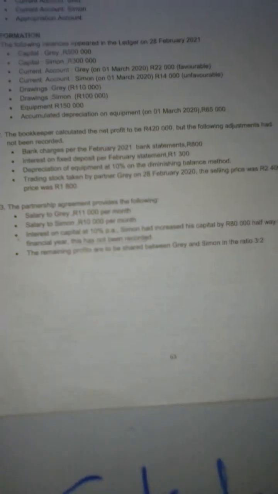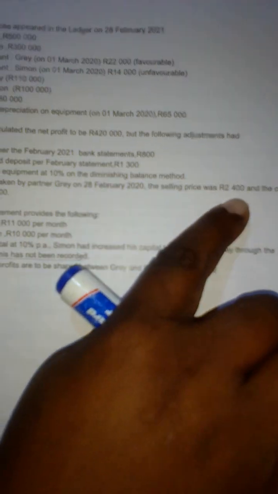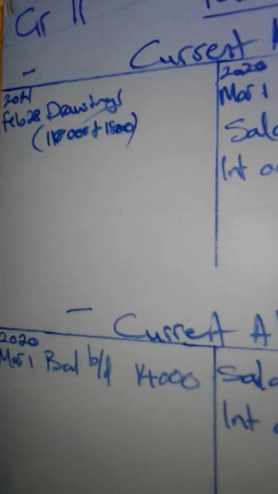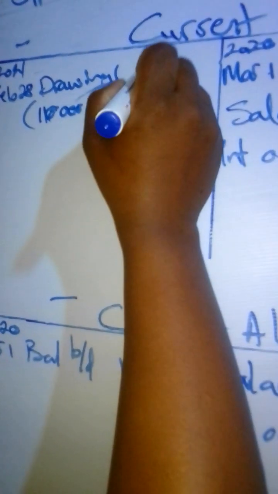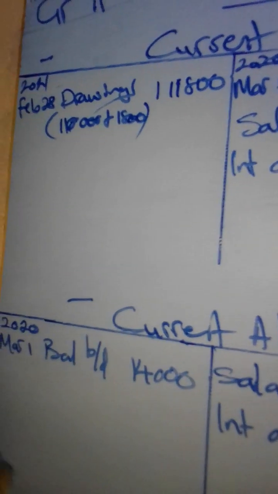So we are going to say 110,000 plus 1,800. Since they said trading stock taken by a partner, the selling price was 2,400 and the cost price 1,800, it is going to increase these drawings. So when we add these two amounts, we are going to get something like 111,800. Okay, these are our drawings.